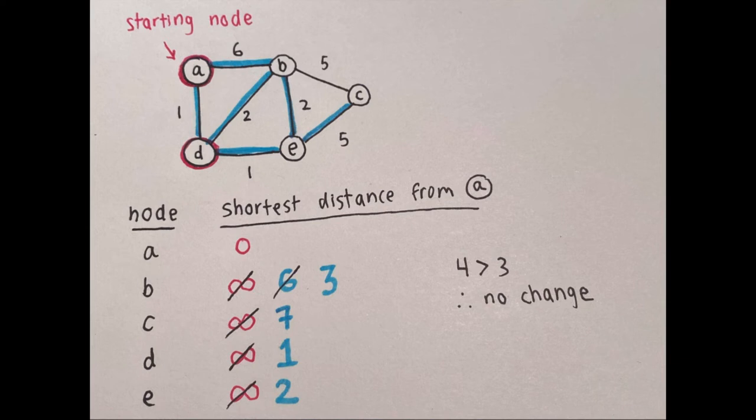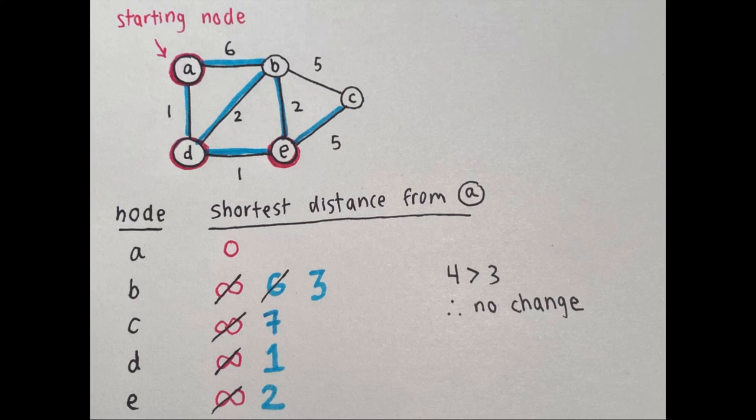Now we're at E, so we explore the two paths associated with it. From E to B, there's a cost of 2, and going from A to E, that's a cost of 2 as well, for a total cost of 4. But notice how 4 is greater than 3. So there's no change in our shortest distance from A. Next, we explore E to C, which has a cost of 5. And the cost of going from A to E is 2, plus 5 gives us 7. And notice how 7 is less than infinity, so we replace that as the shortest distance from A. Next, we mark node E as being visited since we've explored all the adjacent vertices.